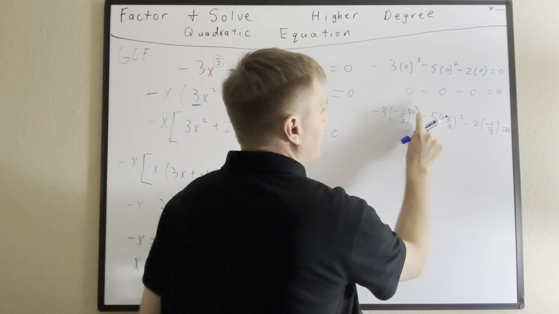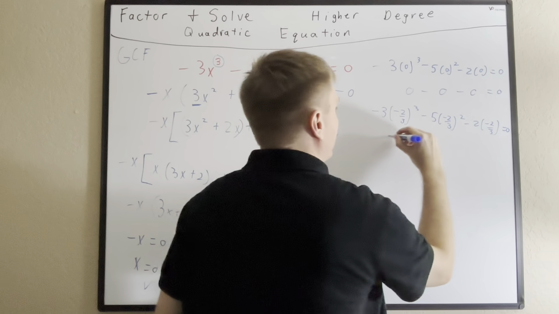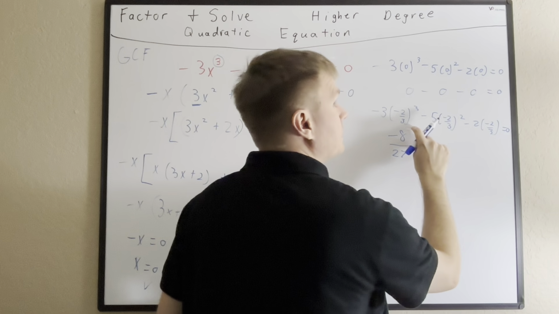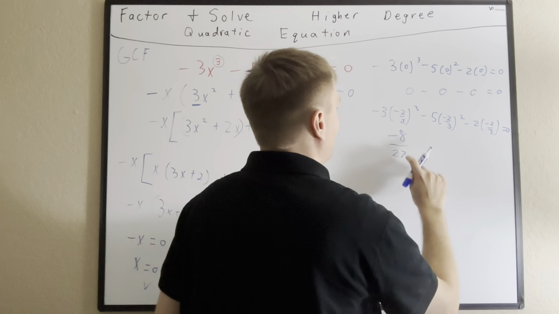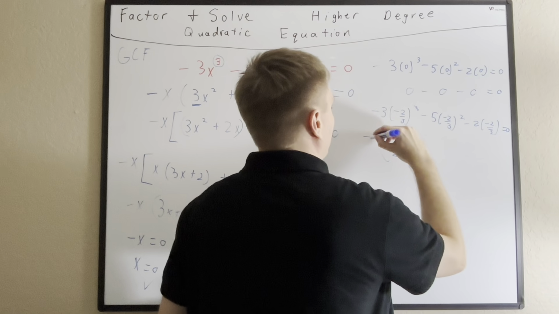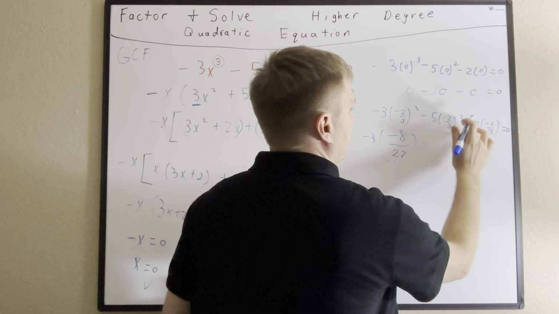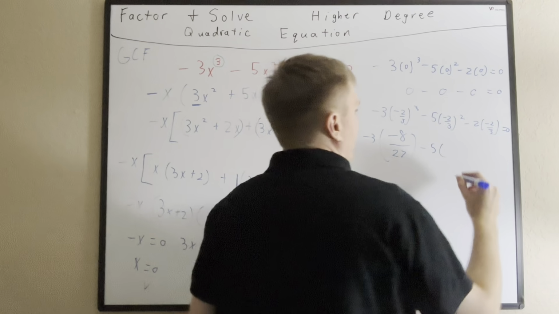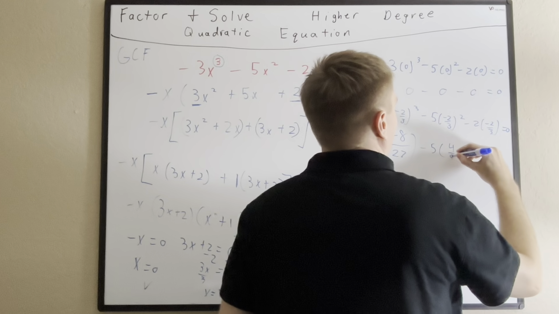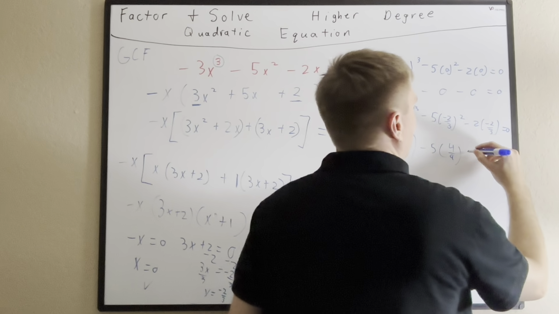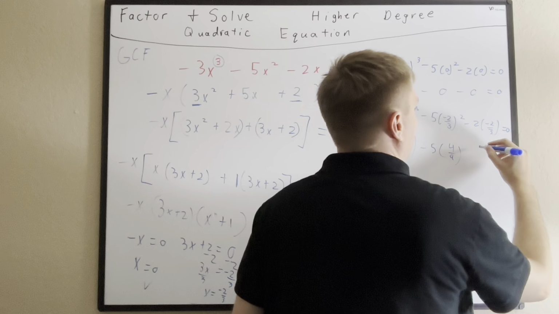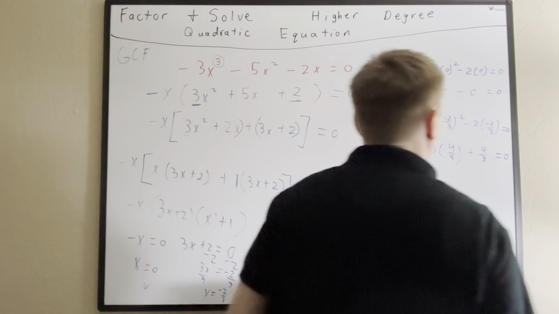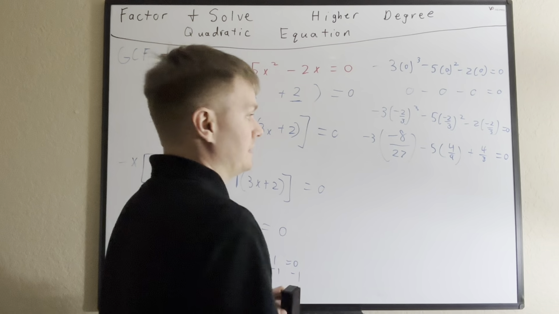Well, what's negative 2 cubed? Negative 8, right? 3 cubed? 27, yeah, because 3 times 3 is 9 times 3 is 27, right? I'll multiply that by negative 3. Negative 2/3 cubed is positive 4/9. And then negative 2 times negative 2/3 is positive 4/3. Okay. Oh, out of fractions.